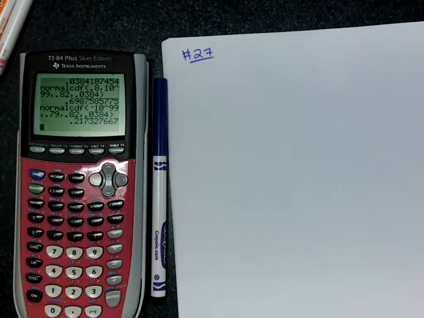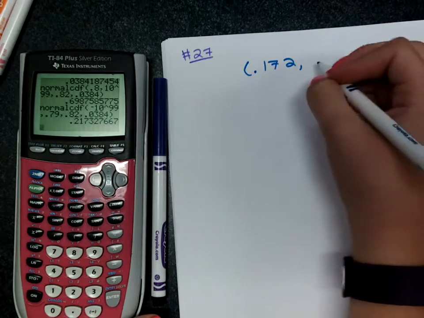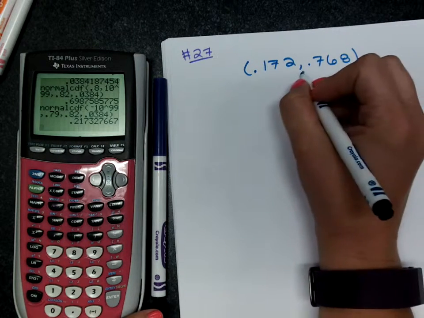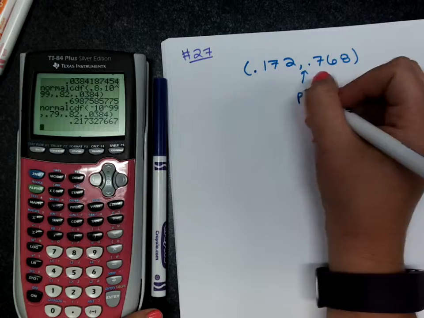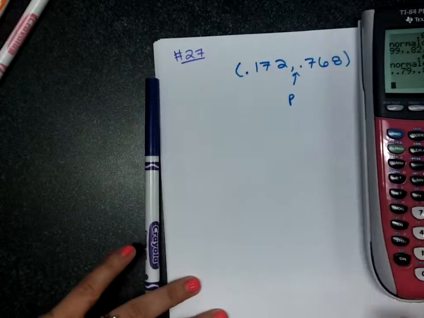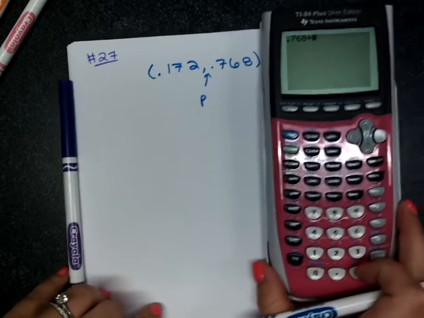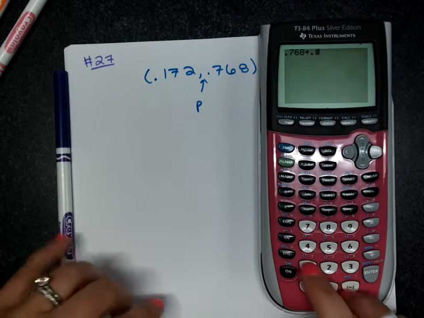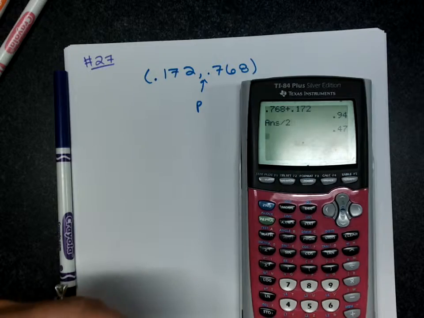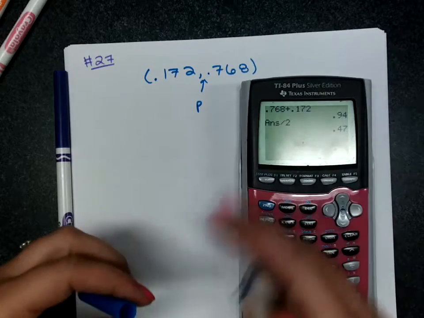So it's giving you a confidence interval, 0.172 to 0.768. The point estimate is going to be exactly in the middle between those two values. So to find exactly in the middle, we're going to average them. 0.768 plus 0.172, so you add them together and then divide that by 2. That will tell you exactly in between those two numbers, which is 0.47.